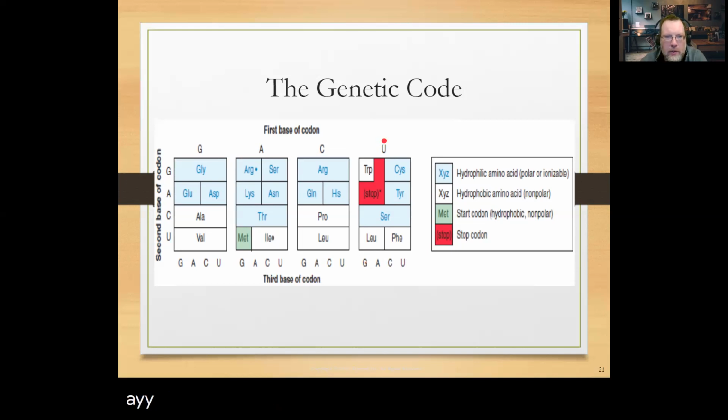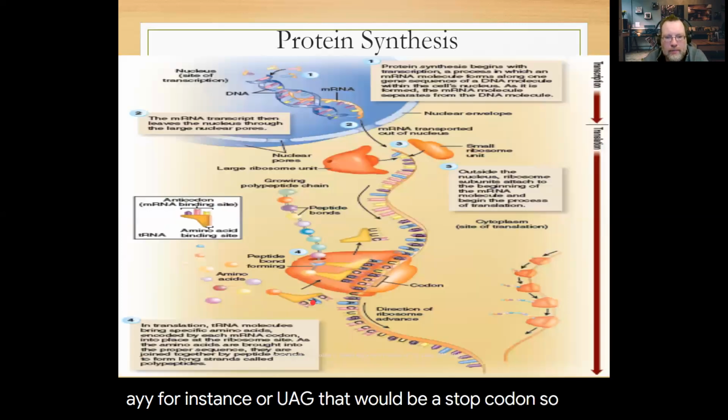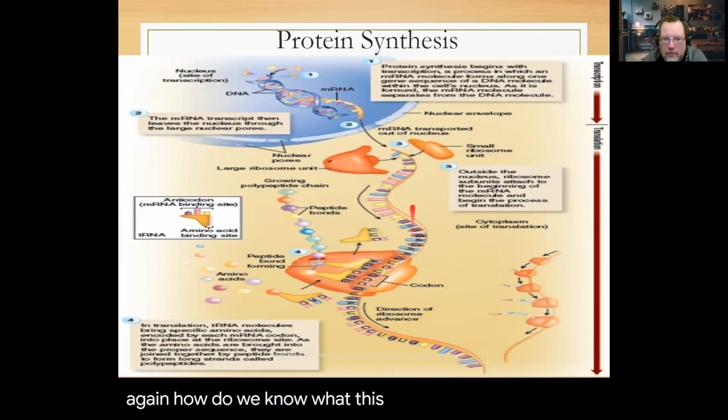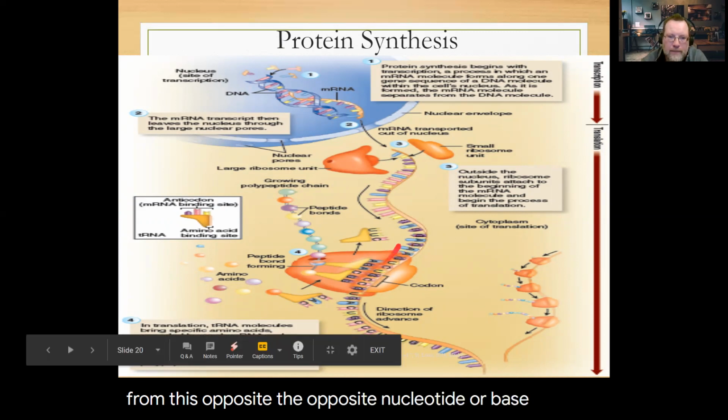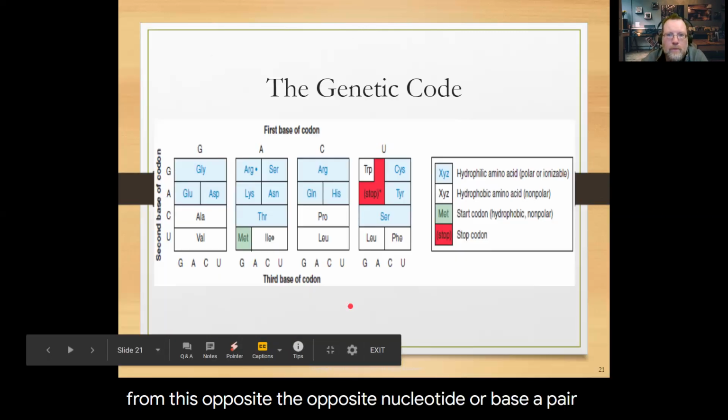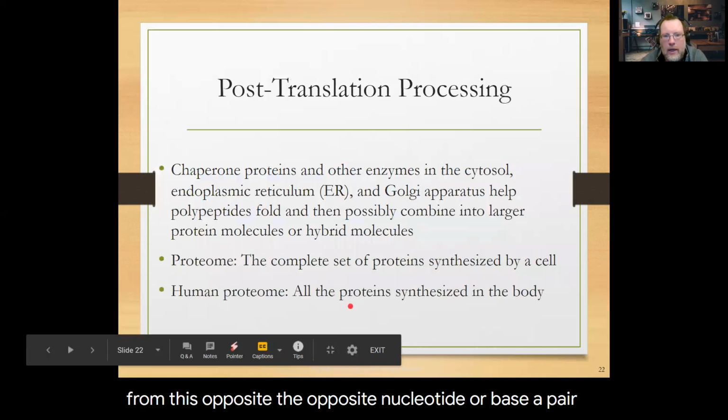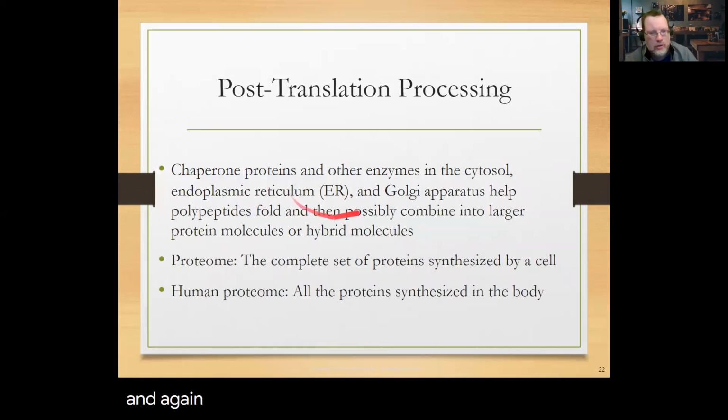Okay, so if we did have one that was UGA, for instance, or UAG, that would be a stop codon. And again, how do we know what this is going to be? That comes from the opposite nucleotide or base pair. Okay. And again, all of this occurs afterwards in the rough ER and the Golgi apparatus.